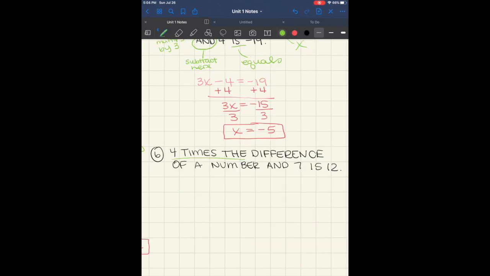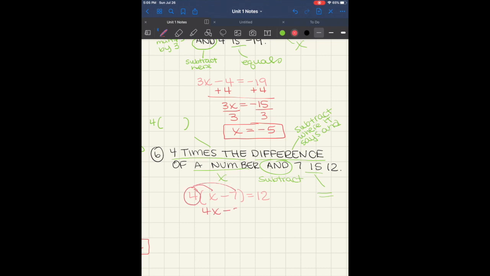Final example is number 6. We've got 4 times the difference. So that means we're using parentheses of a number and 7 is 12. So difference, and then of, and we put the subtraction sign where it says and. So it's going to be 4 parentheses x minus 7 equals 12.